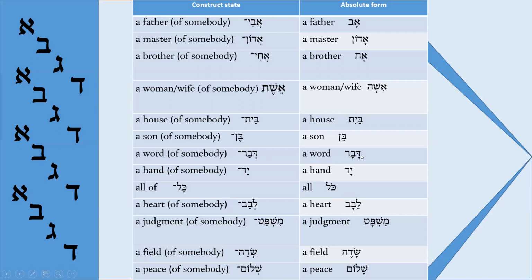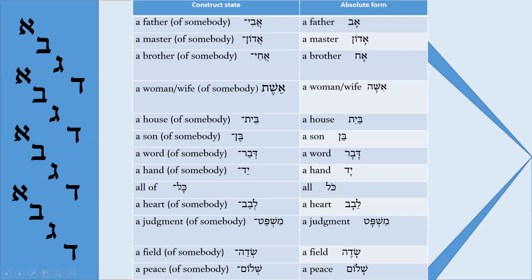So you can see that the first vowel, it is kamets, and it is reduced to shiva. And the second vowel, which is also kamets, is reduced to patach. And patach is shorter than kamets. So we had davar, and after that we have devar. The same is true with the yad. Usually it is not changed, but because it is kamets, and kamets is quite a long vowel, it is reduced to patach, yad, yad. Kol, this is all, and this is kol, all of.